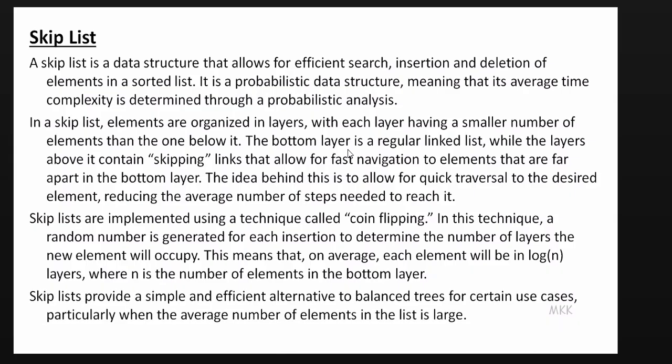So, skip lists provide a simple and efficient alternative to balanced trees for certain use cases, particularly when the average number of elements in the list is large. So, if the number of elements in the list is large, you must skip. How can you skip? Just by predicting, by following the probabilistic analysis. In another way, if you take the binary search tree, if the element you are searching is less than the root node, you will search on the left side. If it is greater than the root node, you will search on the right side. In such a way, skip list, with the help of the probabilistic analysis, will simply go either this side or that side.